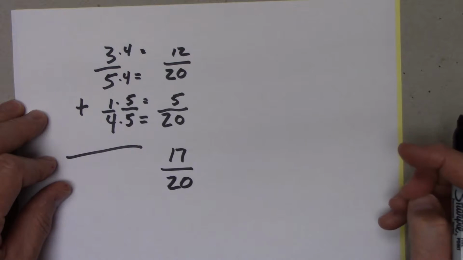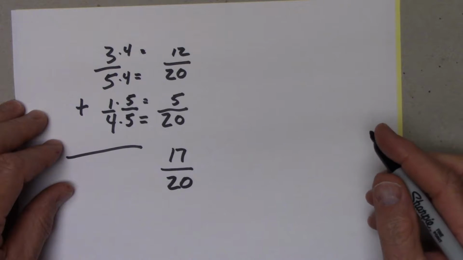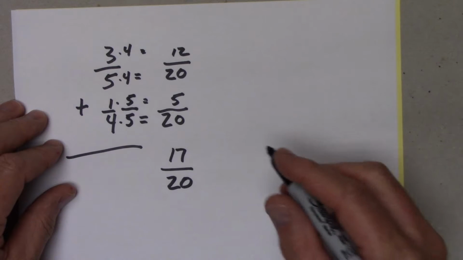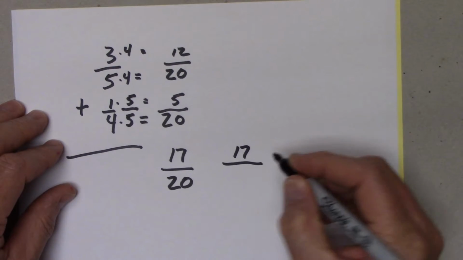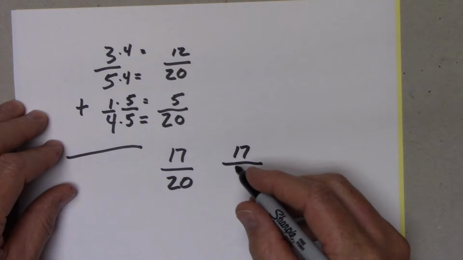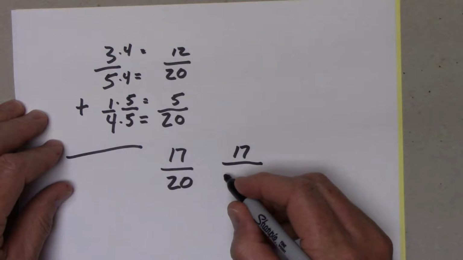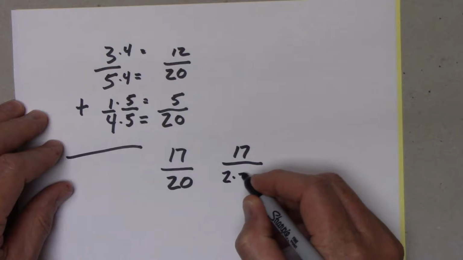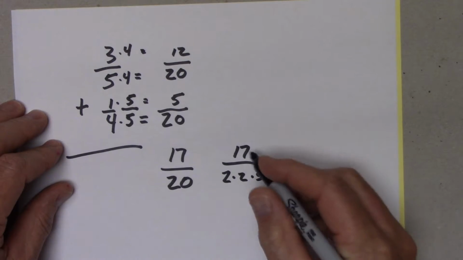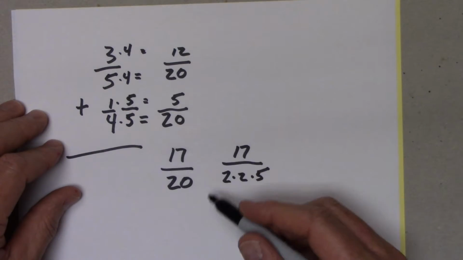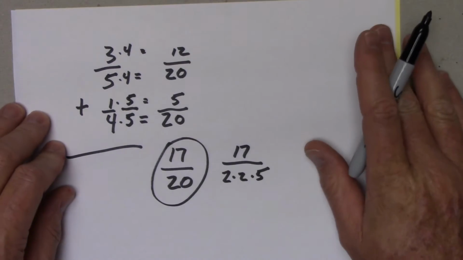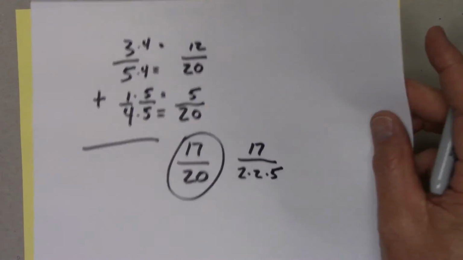Now on another video I showed you how to simplify this using prime factorization. The prime factorization of 17 is that it is prime. The prime factorization of 20 is 2 times 2 times 5. Is there anything that's the same on the top and the bottom here? No. So your answer is 17 20ths.